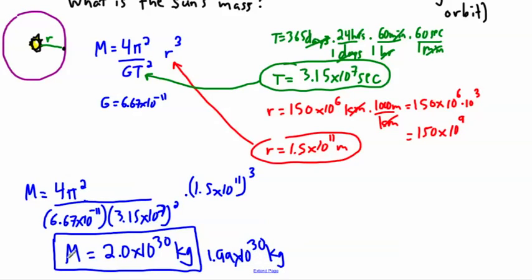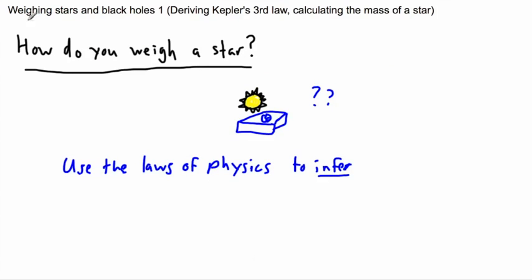So this is how we can sort of weigh a star. We can do that by looking at things in orbit. And in the next series of videos, I'm going to be showing you how we can use this same idea to weigh all sorts of other things. So instead of just stars, we can weigh all sorts of things, including black holes.